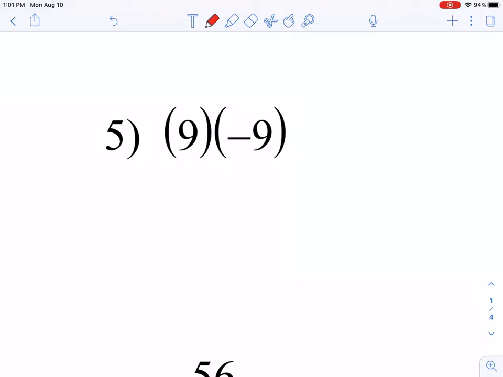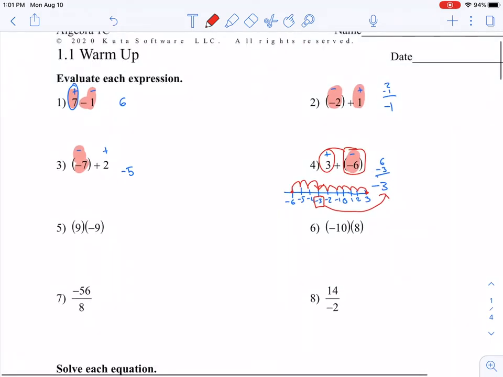Okay, so there's two different sets of rules for integers when we're adding and subtracting. We say if it's the same sign, we add and keep the sign. If it's different signs, we subtract and then keep the sign of the larger number.